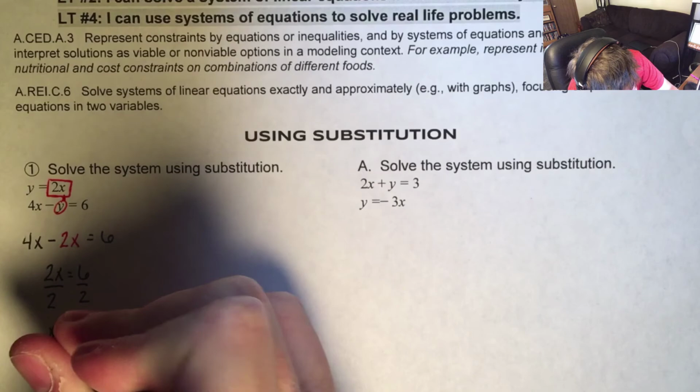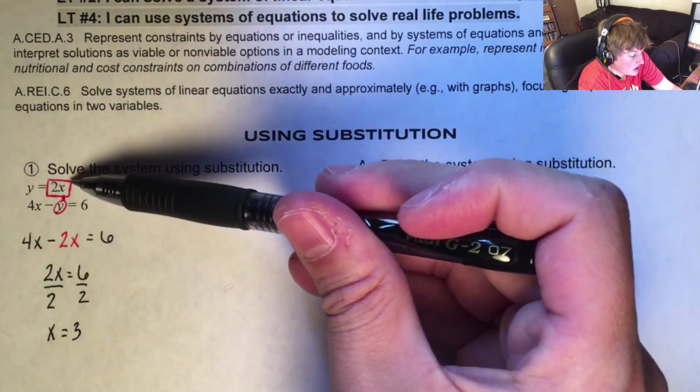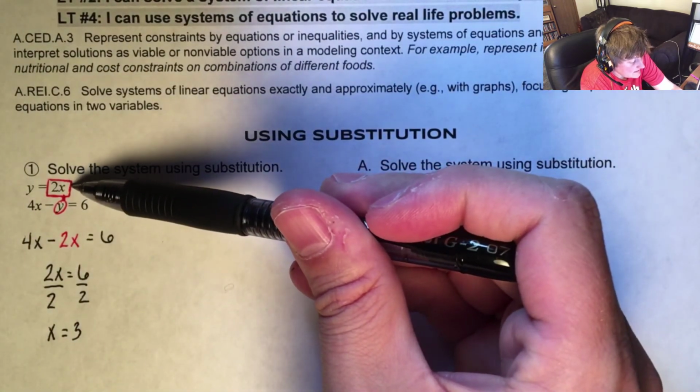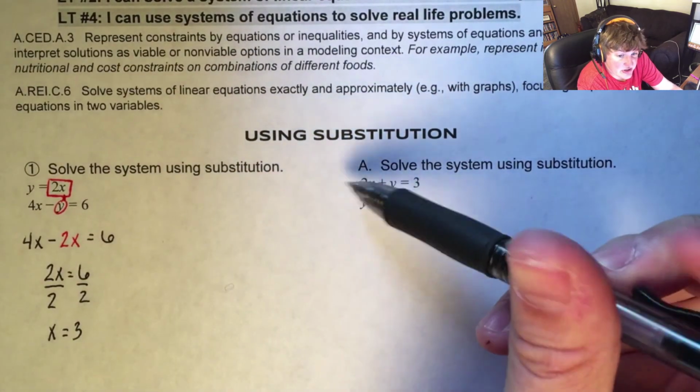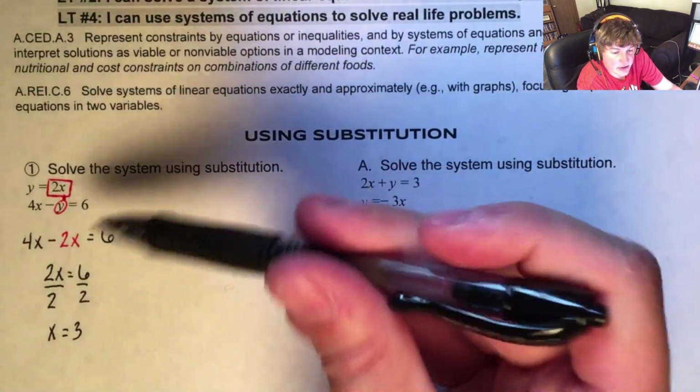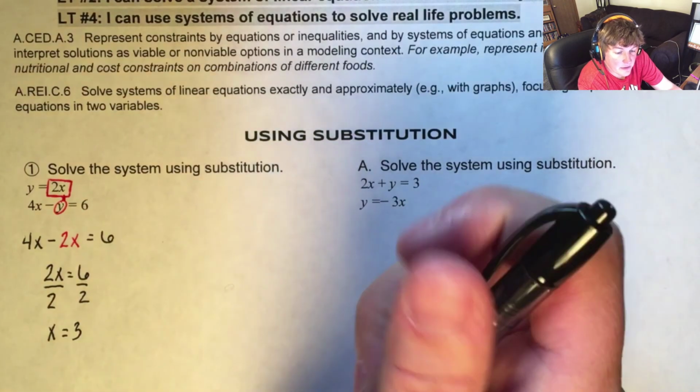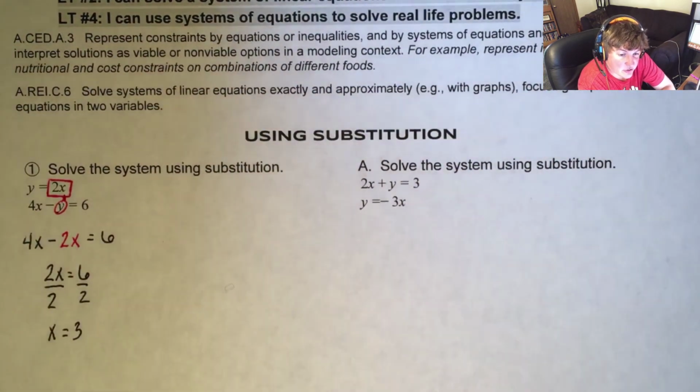Okay. And so this is just an application of the substitution property. That's why we call this the substitution method, because it's using the substitution property just to plug in and go. Okay, so now I know what x is equal to. Well, I still have to figure out what y is equal to.